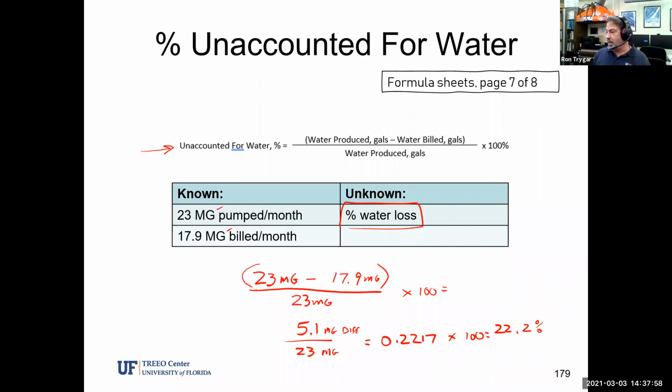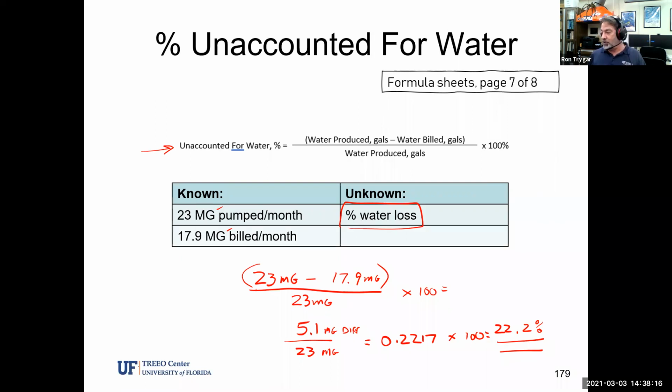Let's see how we did on this. Oh, we didn't have that as a worksheet with an answer. So this is the actual answer. I thought maybe we had it written out with an extra answer coming up, but that is the unaccounted for water for that question. So 22.2%.